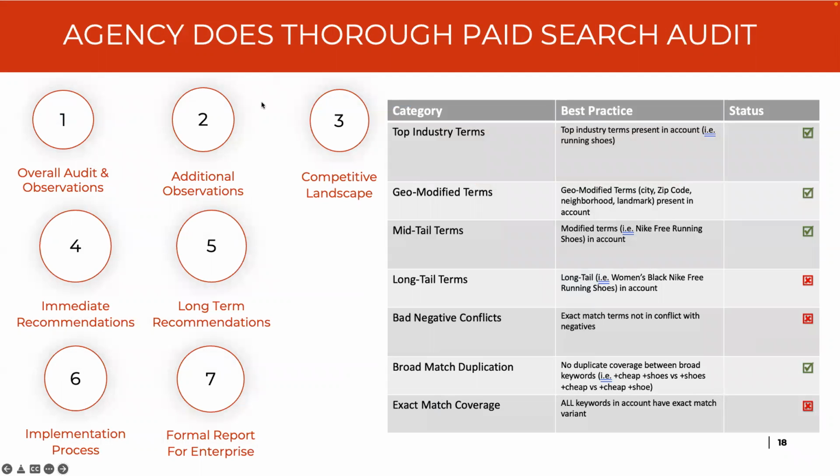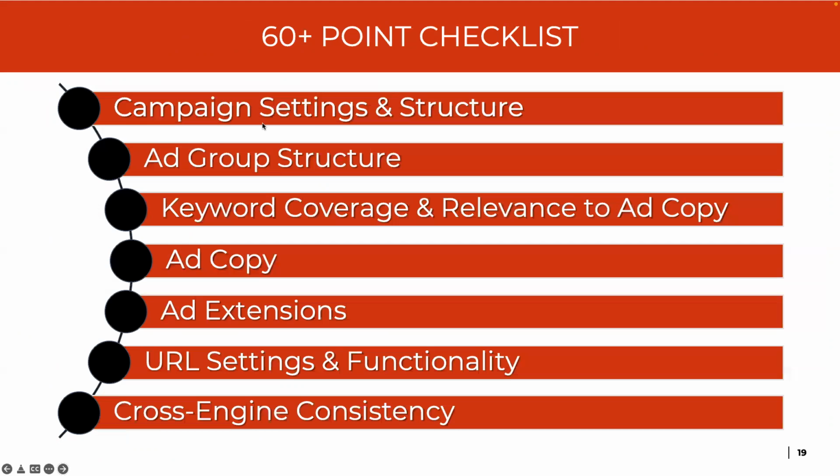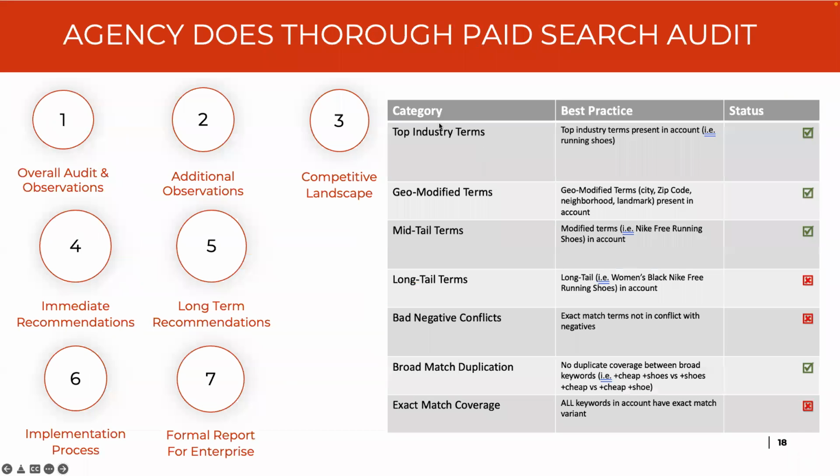For us, this is a sample audit that we do. We usually have a 60-point checklist that we typically go through. We look at campaign settings, structure, ad group structure, keyword coverage, ad copy, ad extensions. And usually we look at the category best practices so that brands know what the best practice is, whether you're doing it or not doing it. And we have some notes here on the far right that you might see. With a lot of the audits that we do, we're providing immediate recommendations, long-term recommendations, additional observations. We're looking at the competitive landscape, implementation process, and we also pull the data into our standard reporting infrastructure, so you can see the data from that side of the fence as well.